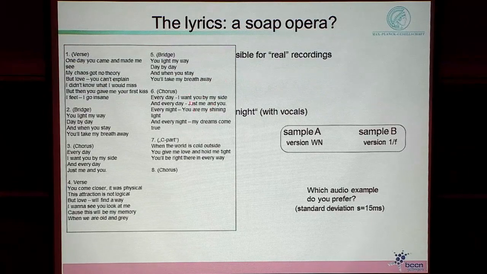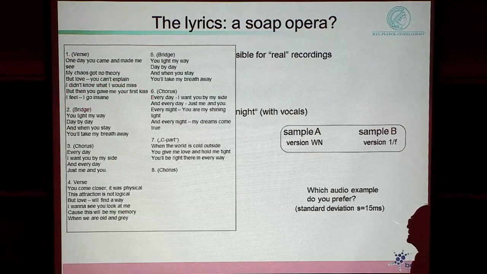And for those of you who want to take a note of, here are the lyrics. One day you came and made me see my chaos got no theory. But love, you can't explain, I didn't know what I would miss, but then you gave me your first kiss, I feel I go insane.